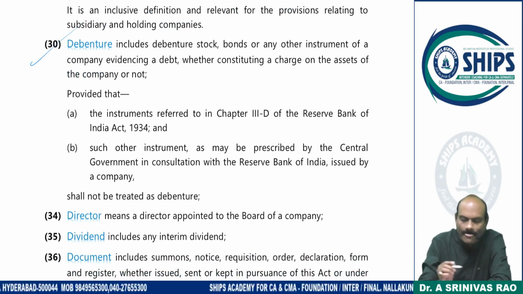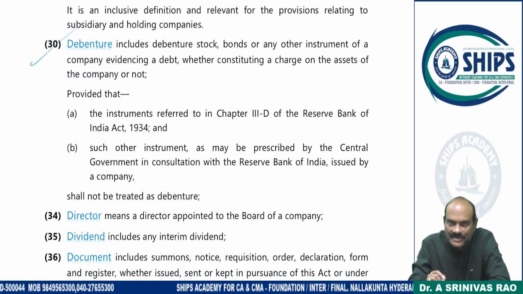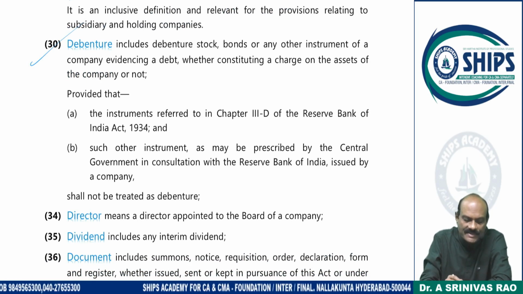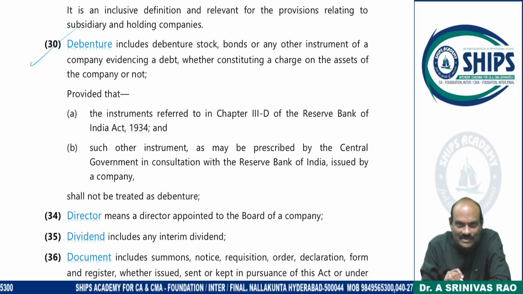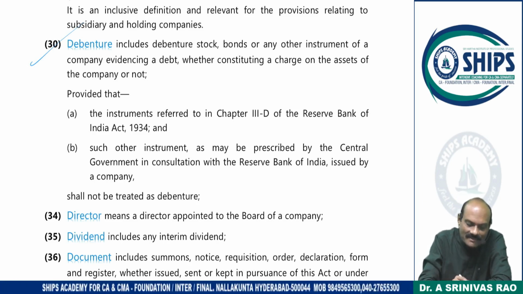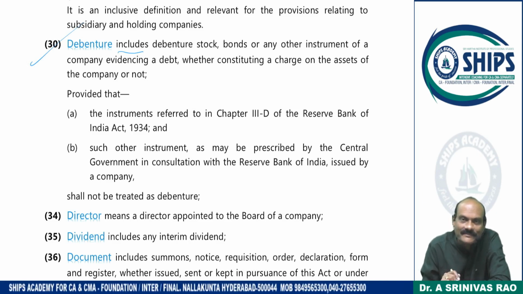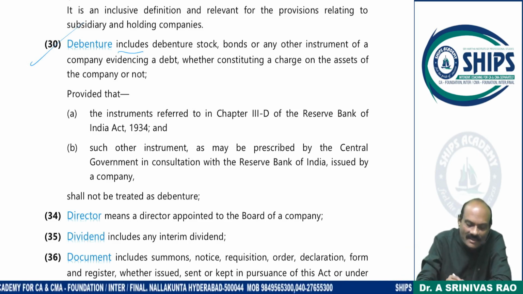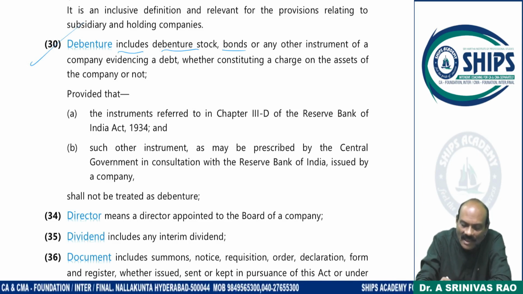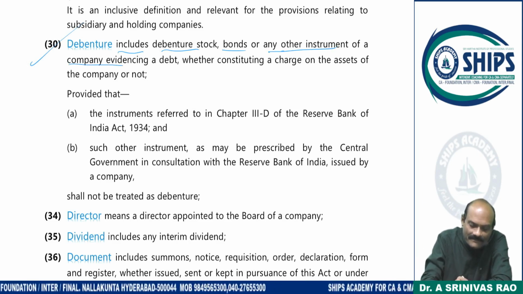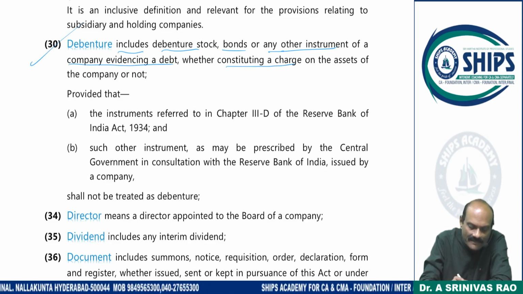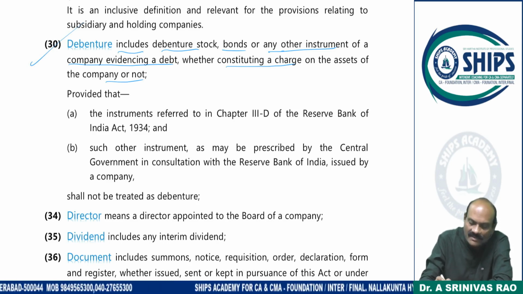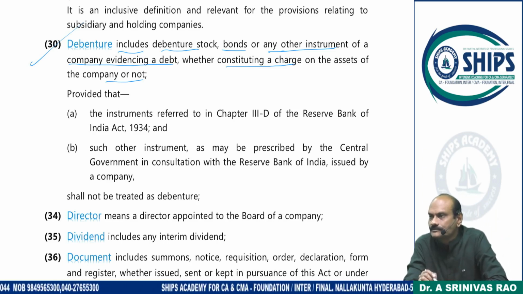Of course, debenture. Again, this definition is equally important. We have a debenture chapter. Debenture, see, interesting, and this is a definition to verify; they won't give the definition properly. Take it. Debenture includes, first of all, what is debenture? Debenture includes, they say, debenture stock, bonds, or any other instrument of the company evidencing a debt or constituting a charge on the assets of the company or not. And provided, of course, this is an instrument referred, and so on.